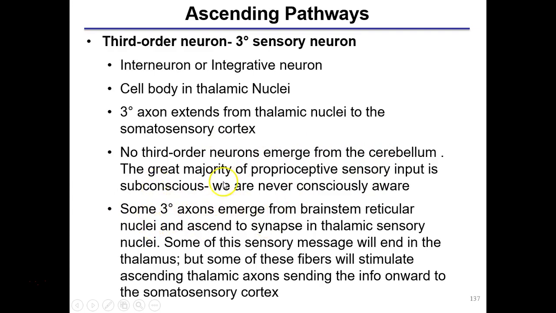In the case of the second order neurons, which terminate in the brainstem reticular nuclei, in some cases there will be third order axons that will arise from the brainstem reticular nuclei and will ascend to the thalamic sensory nuclei, and then some of these neurons will be sent onwards to the somatosensory cortex. So in this case there would be a fourth order sensory neuron involved with transmitting that information onwards to the somatosensory cortex.